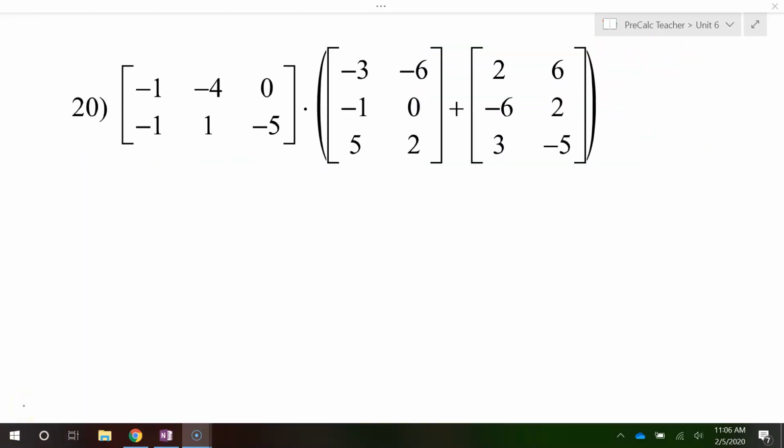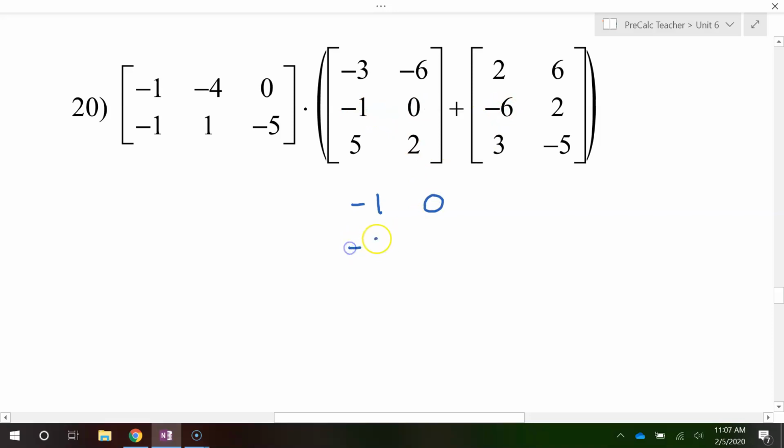Okay, this will be the last problem. So we have multiplication combined with addition, but unlike the last problem, this time we have parentheses around the addition. That tells us that we have to do the addition first. And you add by just adding the corresponding elements. For example, -3 and 2 is going to make -1. And then -6 and 6 is 0.